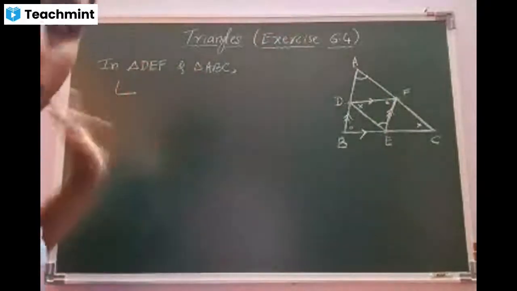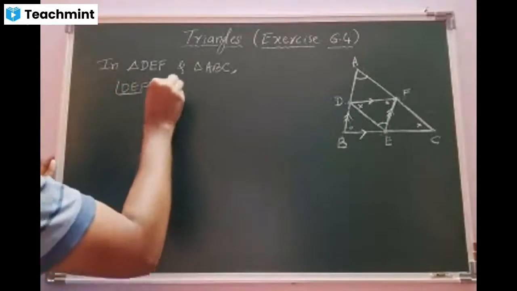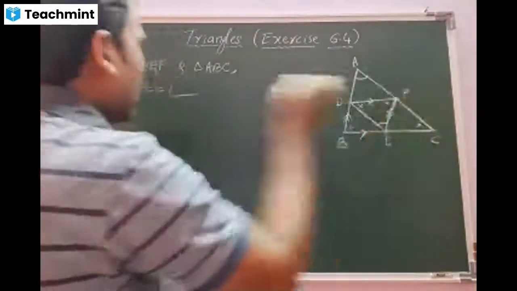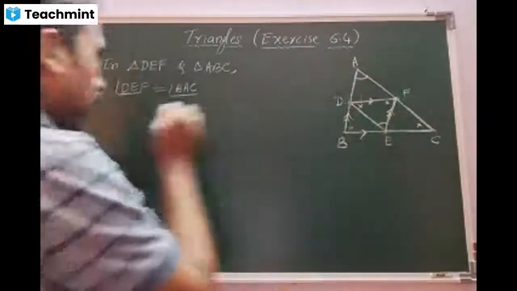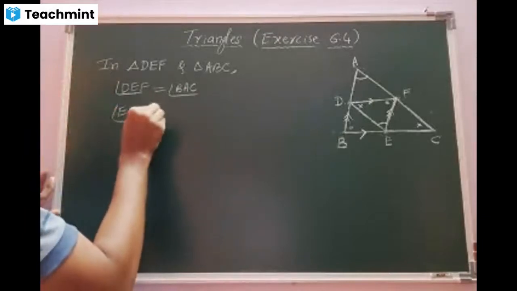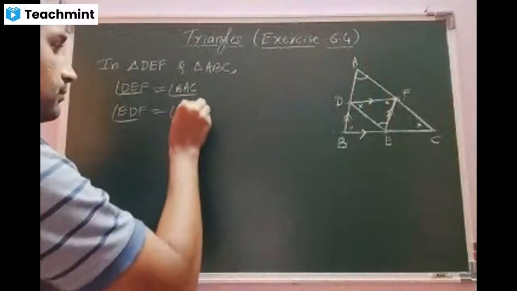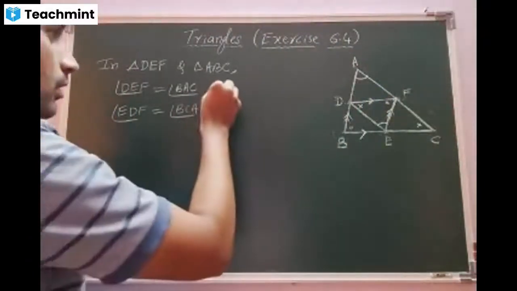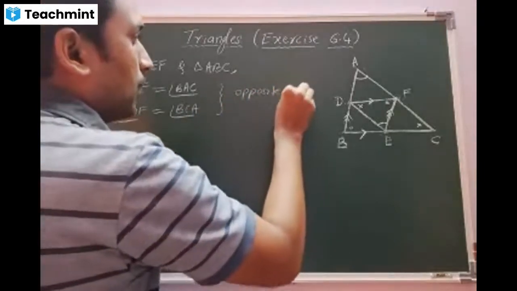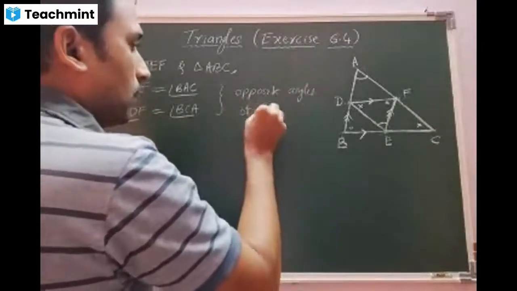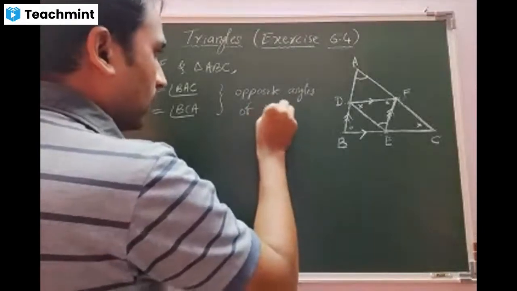So I'm going to write the same thing. Let us start with this. Angle BEF is equal to BAC. Then angle BDF is equal to angle BC. Am I right, beta? Yes, sir. Reason for both: opposite angles of parallelograms.